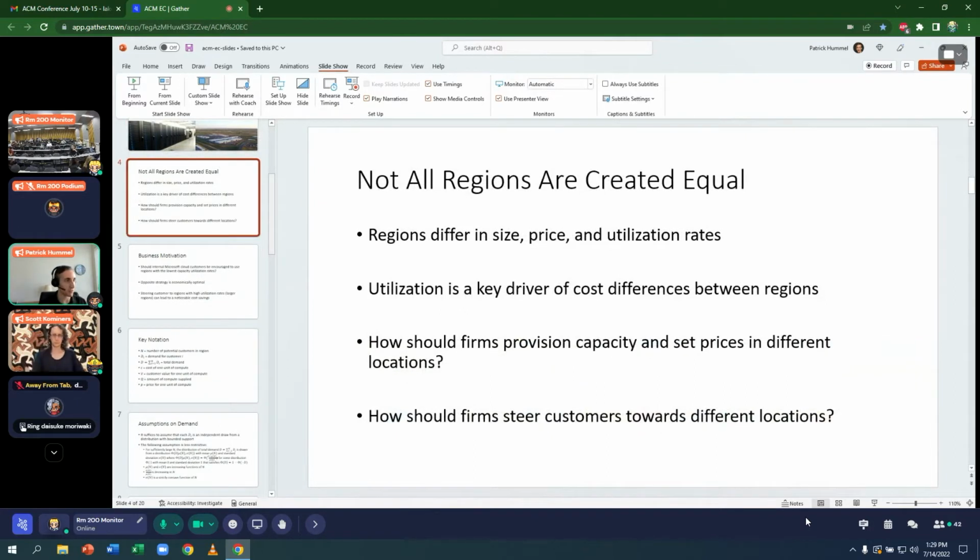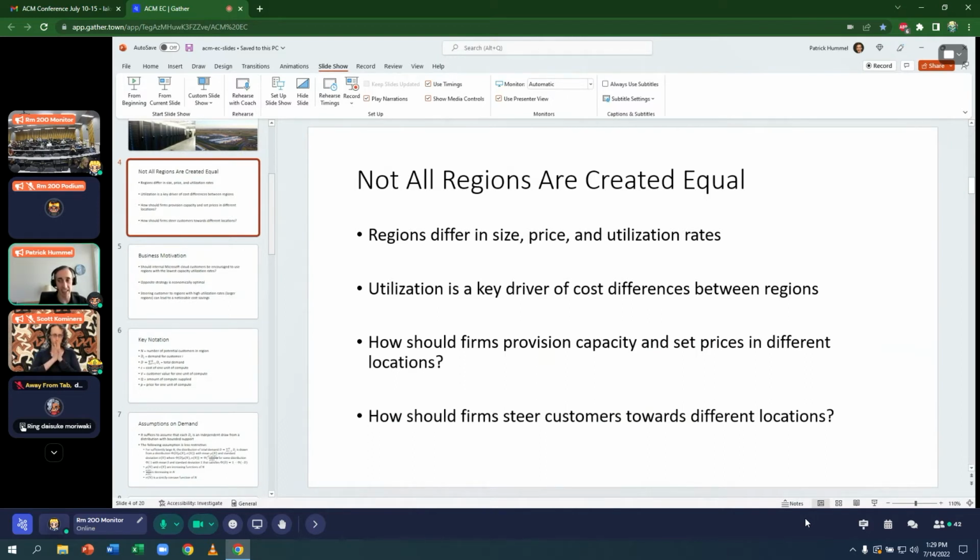The regions will differ in their size, what prices they charge, and their utilization rates, so the fraction of computing capacity that's being utilized by a customer at a given point in time. And the regions will also differ in their costs, and differences in utilization rates between different regions will be a key driver of cost differences between different regions, because that reflects how much capacity the cloud provider had to provide to meet a given amount of demand.